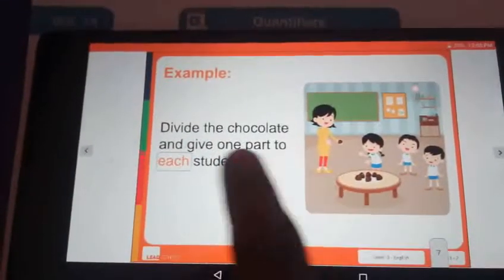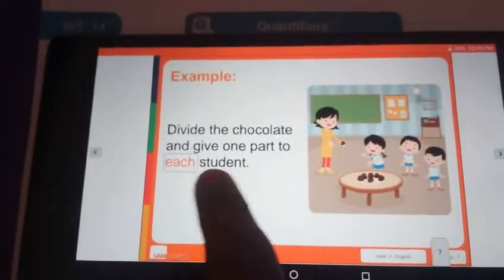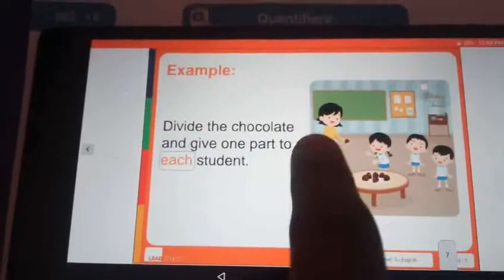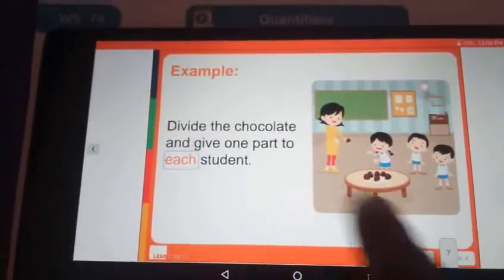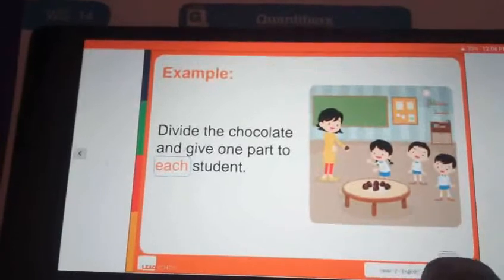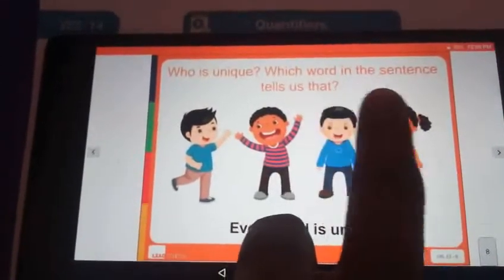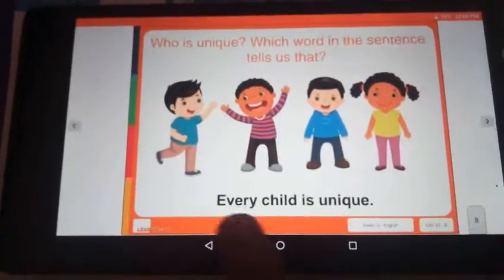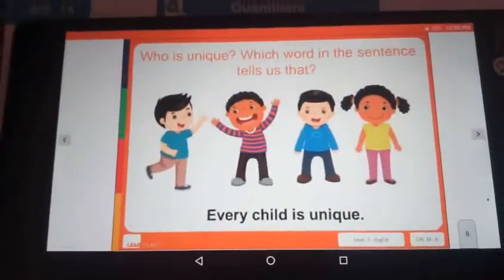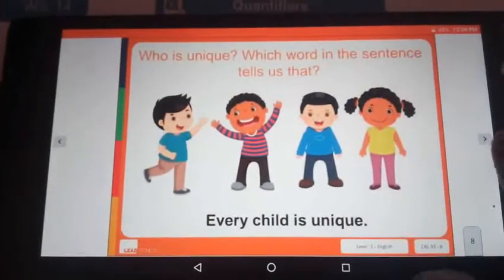Divide the chocolate and give one part to each student. See that? Who is unique? Which word is in the sentence? Tell us that. Every child is unique.